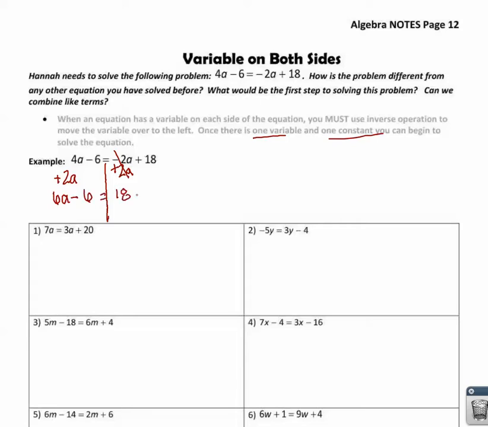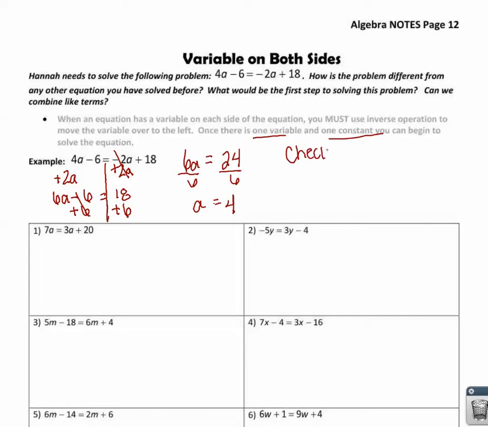Now you have a two-step equation, and you're doing just like you normally do. You want to combine your constants, so you need to move your negative 6 to the right side of the equal sign by adding 6. So now you get 6a equals 24. Divide each side by 6, and you get a equals 4.